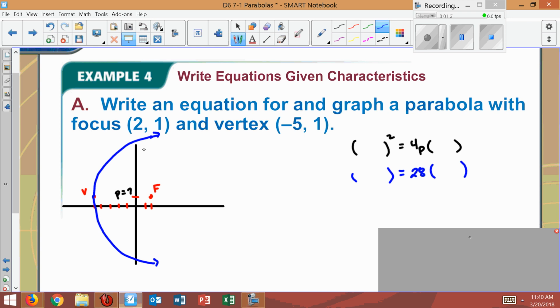This is 7. So far we have that this is horizontal. Because it's horizontal, I'll put an x there, and I'll put the y in this parenthesis. And this parenthesis needs to be squared. We could also state that it's shifted left 5. To be shifted left 5, we have to have a plus 5 here, and it's up 1, so I'll put a minus 1 there. There's my equation.